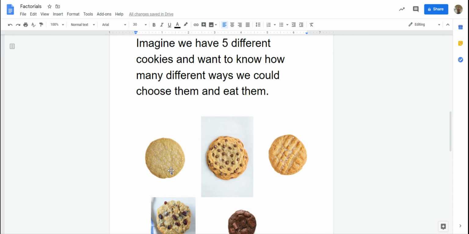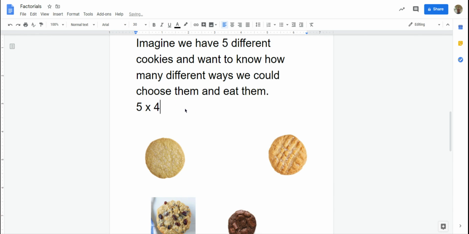Well, let's imagine we have 5 different cookies and we want to know how many different ways we could choose to eat them. So that's one of those things where, well, how many choices do I have at first? I have 5 choices to start with. Well, I'm going to choose the chocolate chip cookie and eat it. So now obviously I only have 4 choices left. I'm going to choose the peanut butter cookie and I'm going to eat it. Then I'm down to 3 choices. I better do oatmeal raisin because I need a little bit of health food.